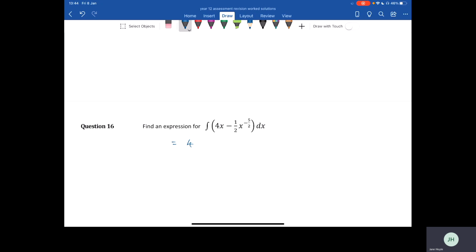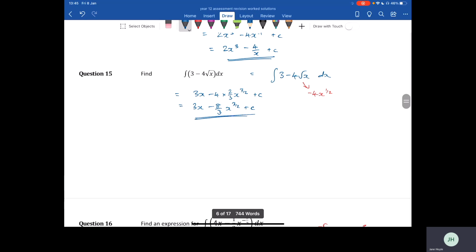Integrating the 4x, however, I can do that. 4x squared over 2. So 4 times x squared over 2, and actually there I have written a division rather than the fraction. Right here, minus a half times x, minus 5 over 2 plus 1, that's minus 3 over 2. So I'm going to have minus 3 over 2, and then I need to divide by minus 3 over 2, which is the same as multiplying by negative 2/3.